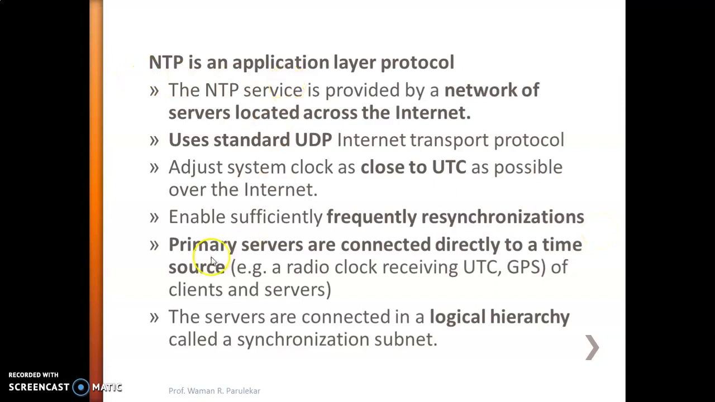In NTP, all the servers are connected in a logical hierarchy, and it contains three levels: primary level, secondary level, and tertiary level. We always need to remember that primary servers are always connected directly to a time source, for example a radio clock or GPS, or they can use a satellite service also. Now we will see a diagram and try to understand what a primary server, secondary level, and tertiary level are, and what a logical hierarchy is.